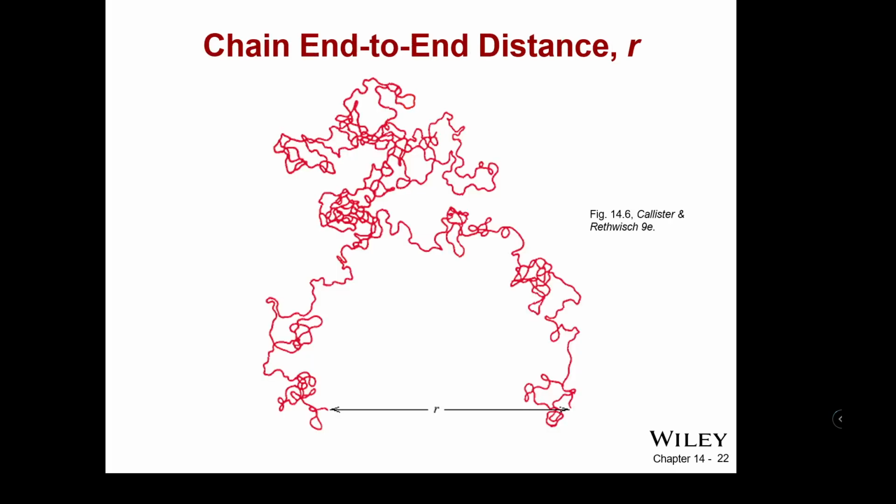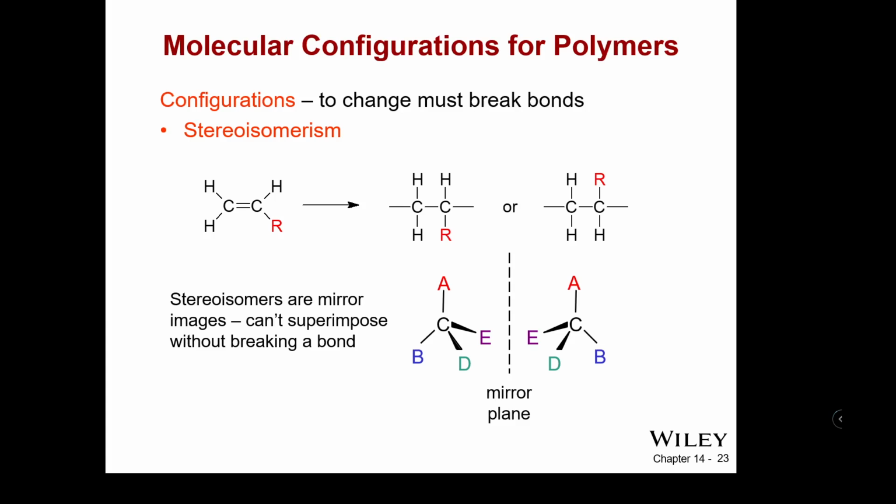So there's also a parameter referred to as the chain end-to-end distance, which just gives us some sort of measurement of how far apart the chain's ends are at any given point in time. But the configurations are, in order to change the configurations, you have to break bonds, meaning you can't just, especially in the case of something like this material here.